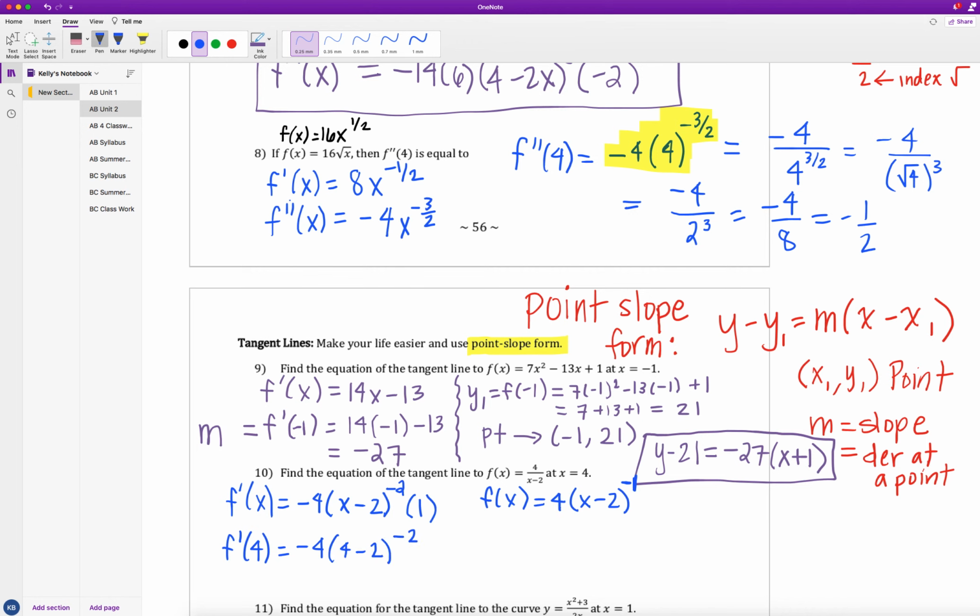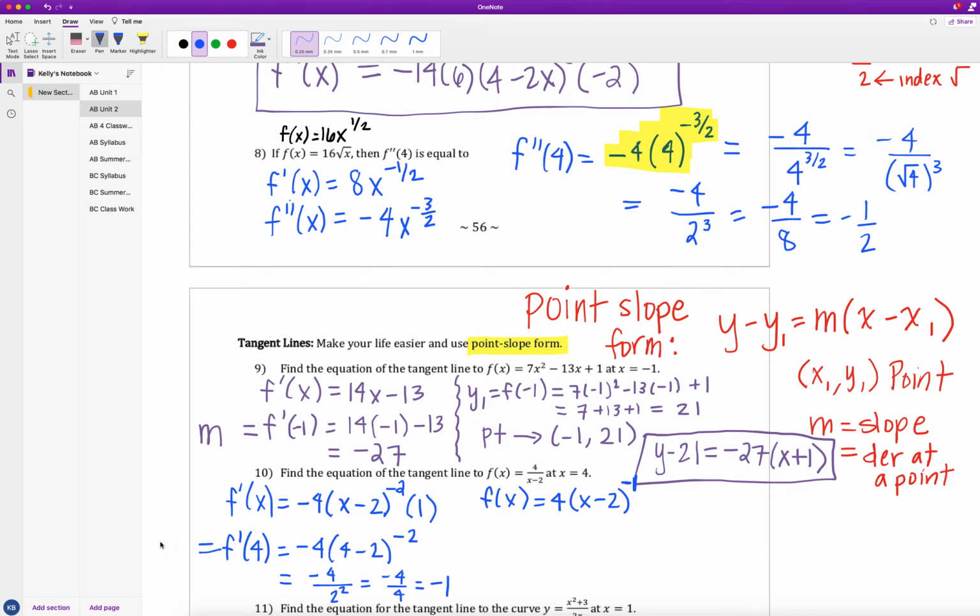Because I do want to simplify this down since I'm plugging it in for my slope, I could rewrite that as negative 4 over, simplifying the 4 minus 2 will give me a 2, and then moving that exponent down will make that positive. So I'll get negative 4 over 2 squared, and I'll end up with a negative 1. Again, moving that exponent down to the denominator makes it a positive 2, and I also simplified the 4 minus 2 at the same time, which is why I now have a 2 in my base. 2 squared gives us 4, negative 4 over 4 is going to give us that negative 1.